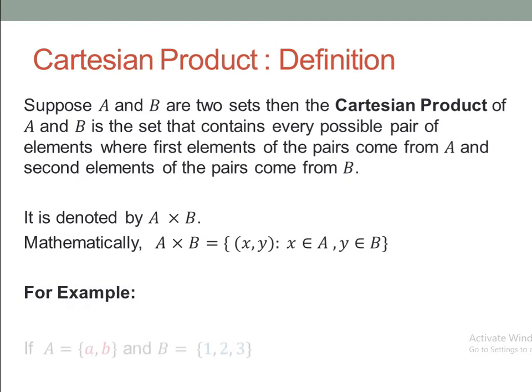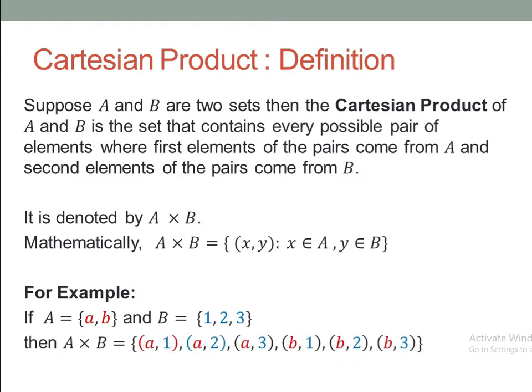For example, if A is equal to {a, b} and B is equal to {1, 2, 3}, then we can write A cross B like this. The first pair will be (a, 1), second pair will be (a, 2), third pair will be (a, 3), and then (b, 1), then (b, 2), and lastly (b, 3).